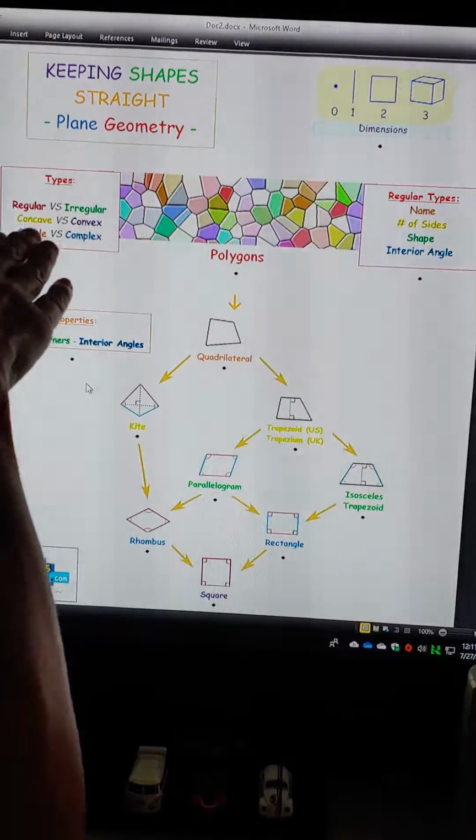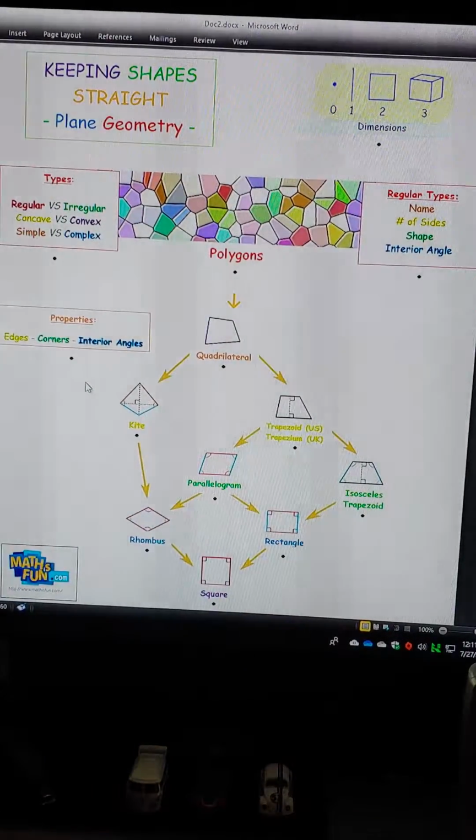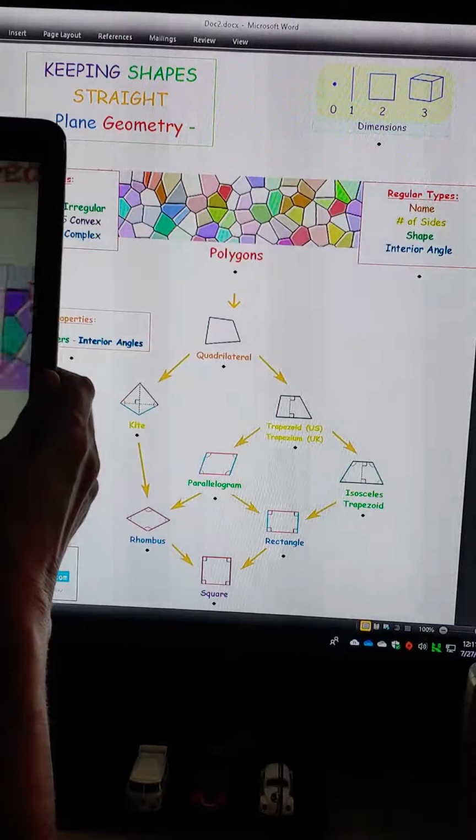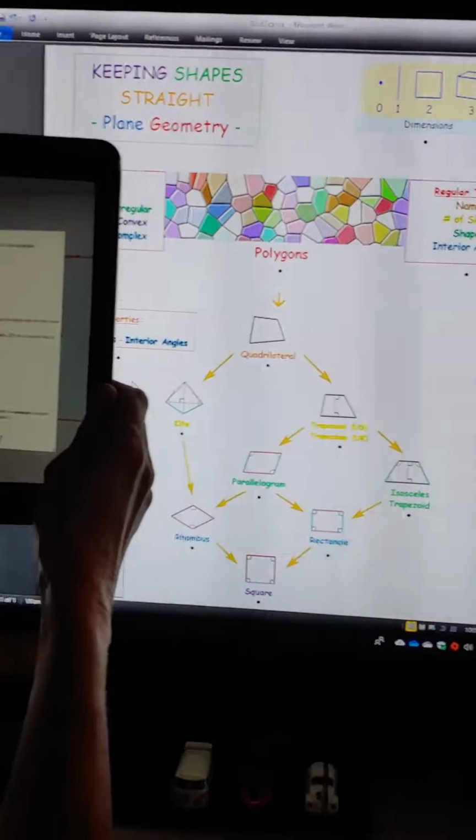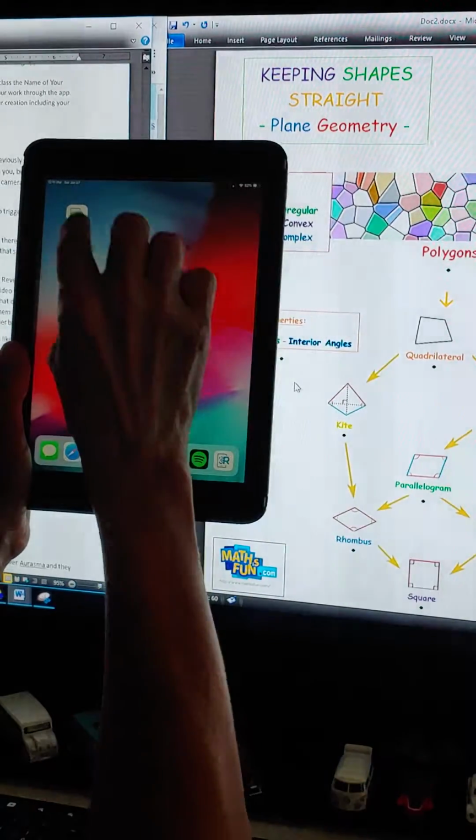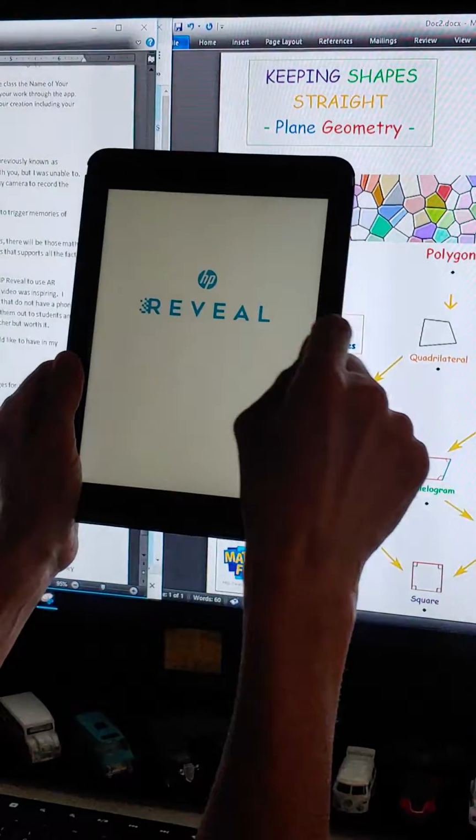But anyway, as far as these, if you do go into this, it gives you more information. So again, regular or irregular. Interesting. I don't know what just happened there.